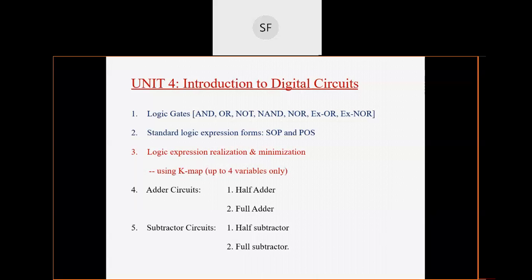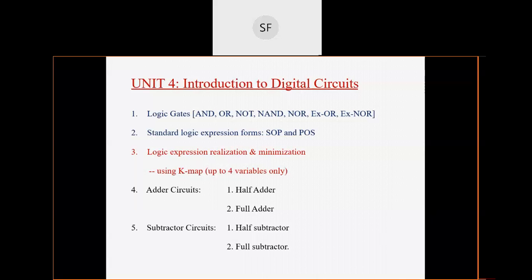Those who are absent, you can go to the PPT that I have already forwarded to you. And now in today's lecture we will discuss the logic expression, realization and minimization.